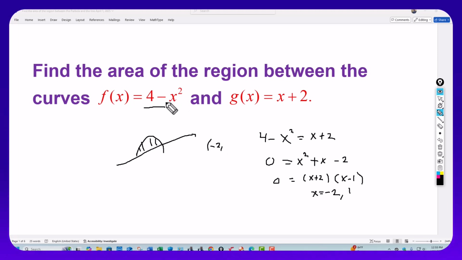Plug it into either one of these, it doesn't matter. Put a minus 2 there, squared. 4 minus 4 is 0. Minus 2 here, and 2 is 0. So the y value is 0. So the two graphs intersect at the point minus 2, 0. And when you plug in 1 here, you get 3. Or plug in 1 in the first one, 4 minus 1 squared, that's still 3. So the points of intersection of these two graphs are minus 2, 0 and 1, 3. That's the information we need.